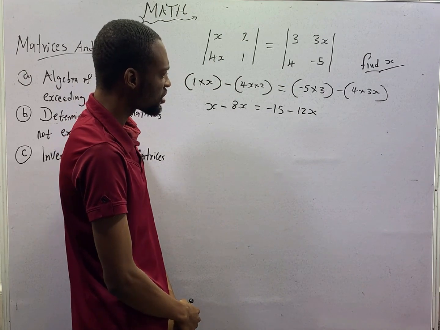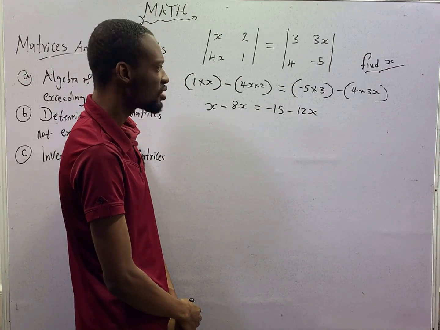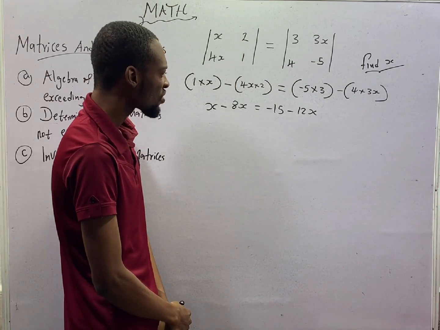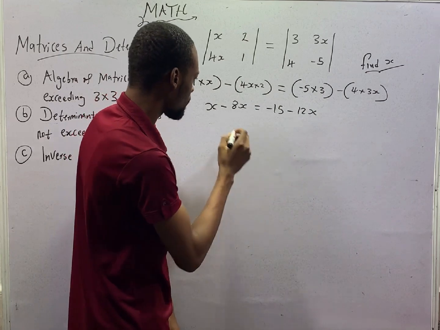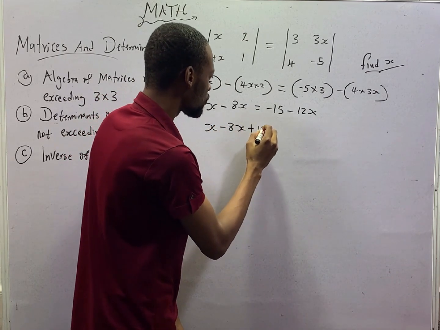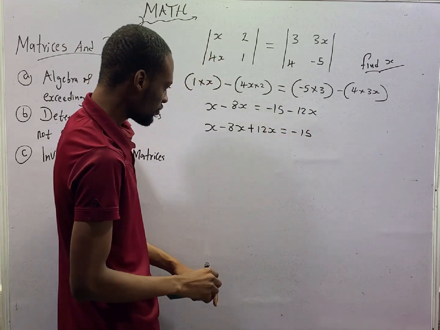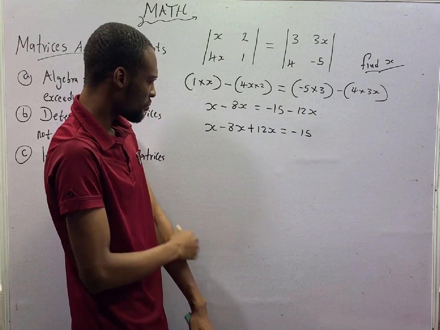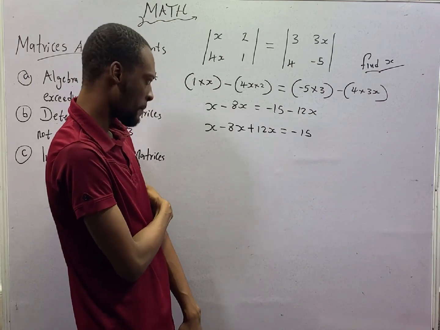If that makes sense to me, and if that makes sense to you. Collecting like terms, we should have something like S minus 8S plus 12S is equal to minus 15. S minus 8S, that should give us minus 7S.